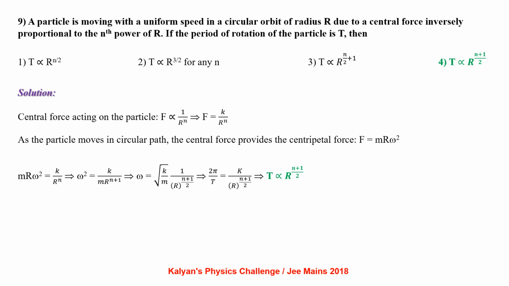As the particle is moving in circular orbit, the central force provides the necessary centripetal force, that is m r omega square. So m r omega square equal to k by r power n, omega square equal to k by m into r power n plus 1, which gives us omega equal to root k by m, 1 by r power (n plus 1) by 2. So omega is 2 pi by T, so we have T is proportional to r power (n plus 1) by 2.